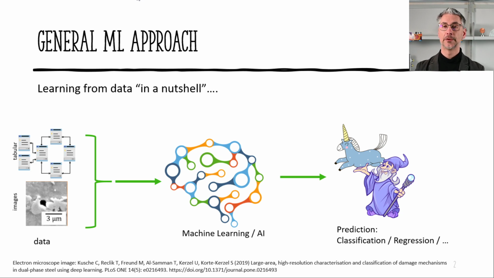We have data that can be, for example, structured data organized in tables, but also unstructured data like images or text. And we put this into a machine learning algorithm and out comes a classification result or a regression result.